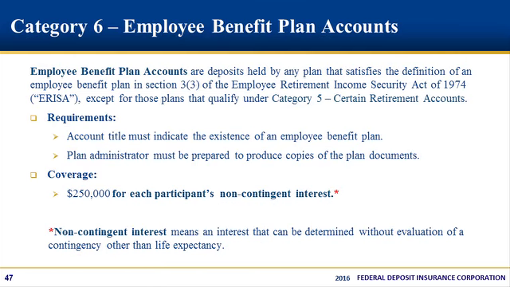We will now discuss the last ownership category available to individuals. If your depositor has an employee benefit plan but does not meet the requirements of Category 5, certain retirement accounts, we will then look to Category 6, which is simply called the Employee Benefit Plan Account category. Under Category 6, the account title must clearly indicate the existence of an employee benefit plan, and the plan administrator must be prepared to produce copies of the plan documents. Assuming these requirements are met, the amount of deposit insurance coverage is up to $250,000 for each participant's non-contingent interest.